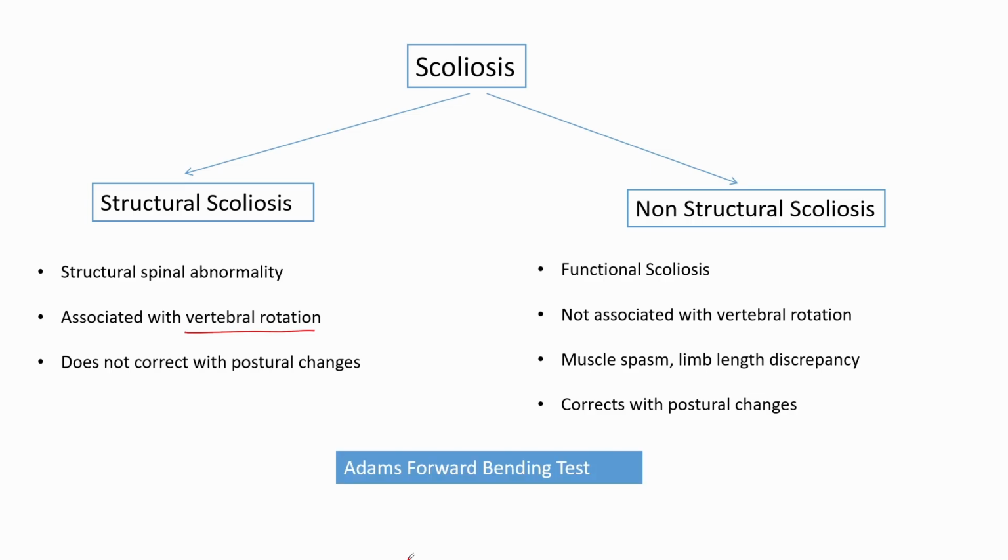The test used to distinguish these two is the Adams forward bending test, in which the patient is asked to bend forward. In a structural scoliosis, due to the vertebral rotation, the deformity or the rib hump becomes more prominent on forward bending, and in a functional scoliosis, this usually disappears with forward bending. So this is how we can distinguish between structural scoliosis and non-structural scoliosis. So friends, this was a discussion on the definition and classification of scoliosis.